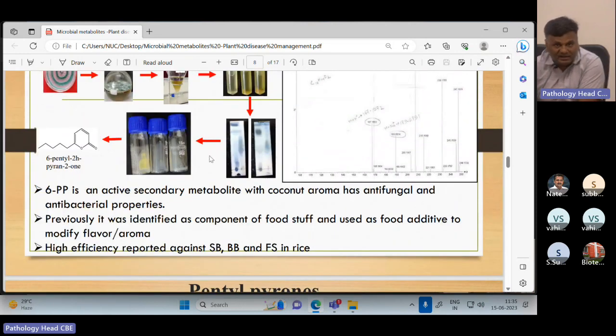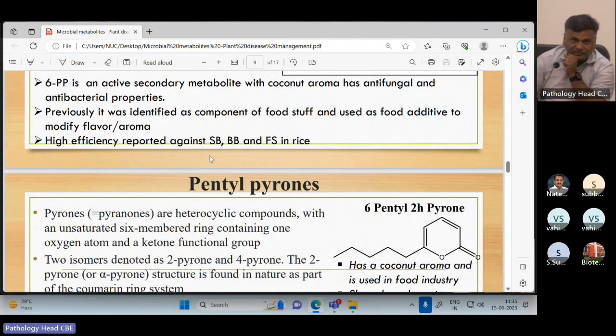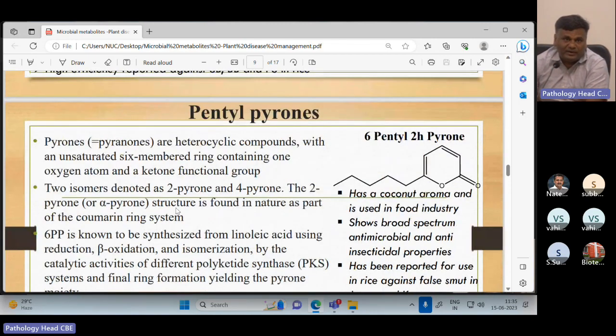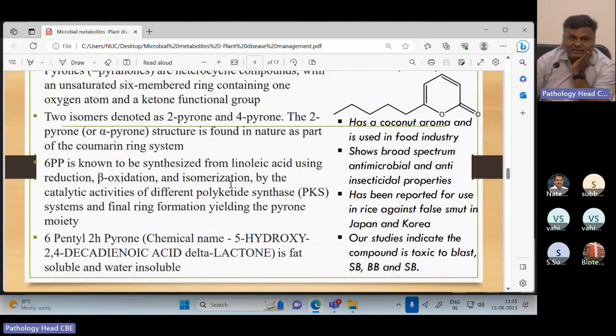Then we did all the possible research we could with this compound, starting from its bioassay and its stability under different conditions. We simulated different conditions in which rice is grown, mostly saline, alkaline, drought, semi-arid and irrigated conditions. We simulated all these conditions and worked on this compound. So this compound is coming up in a very nice way. So this is the pentyl pyrone. I have just given some of its properties.